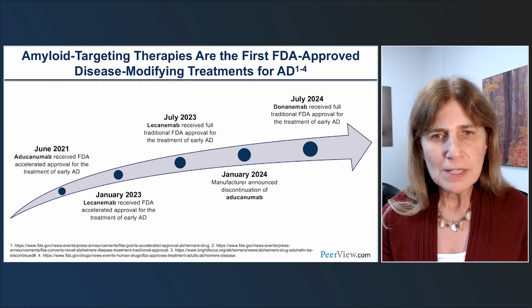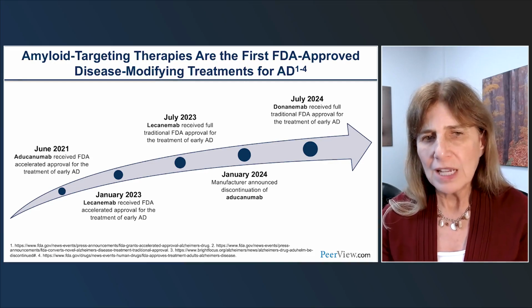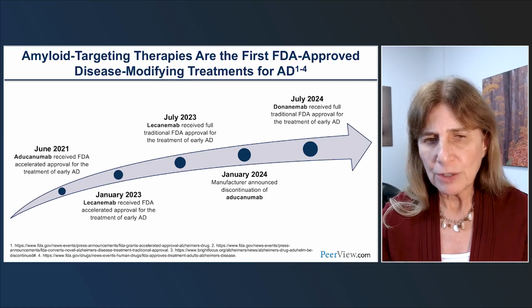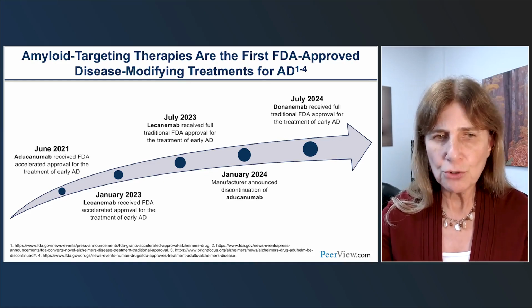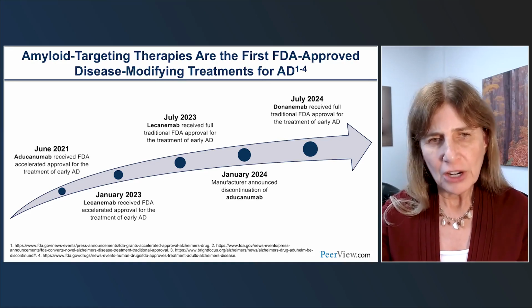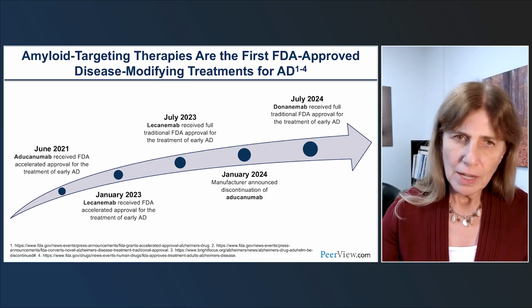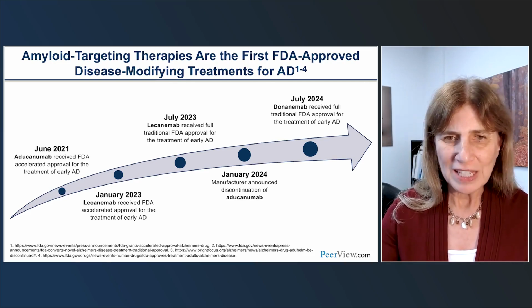And just a couple of months ago, in July 2024, donanemab received full traditional FDA approval for the treatment of early AD. So we now have 2 antibodies targeting A-beta intended to treat early AD.